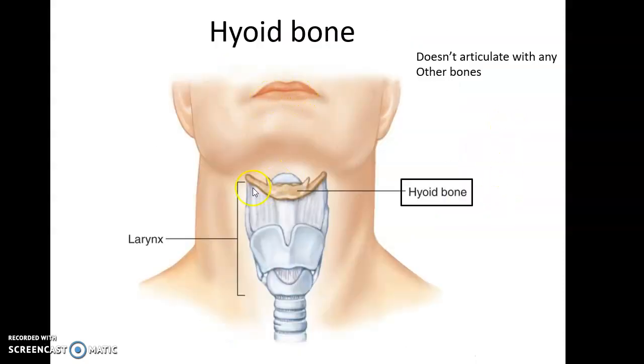All right, moving on to the hyoid bone. The hyoid bone is not part of the skull. It helps to form the superior portion of the larynx, and the hyoid bone does not articulate with any other bone. It does not form a joint with any other bone.